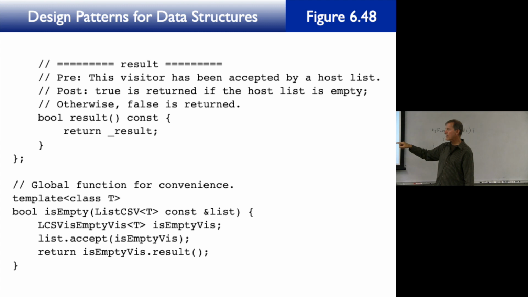So look at this global function. What does this global function take? Now this is not a method, it's a global function. And look, what does it return? Type bool. And what does it take as a parameter? A list. And what does it do? It creates is empty viz, list.accept is empty viz, and then what? Return is empty viz dot result.